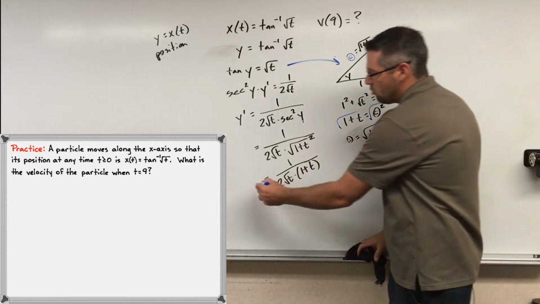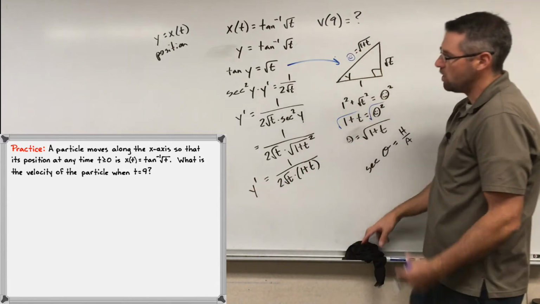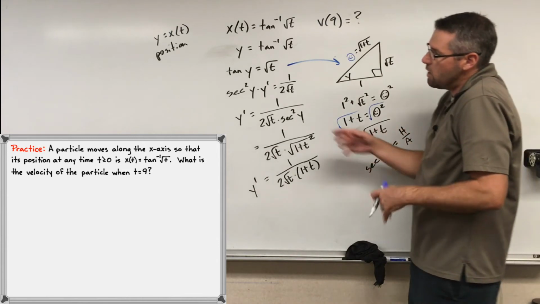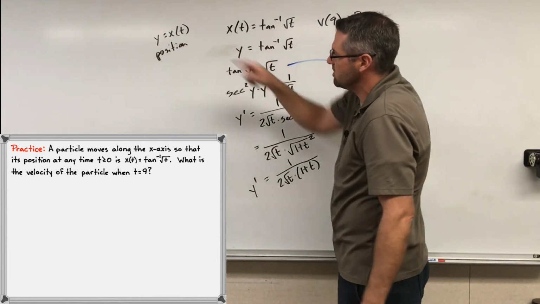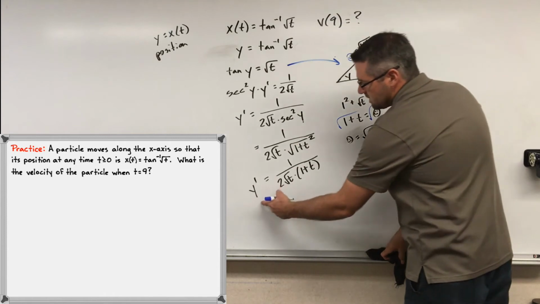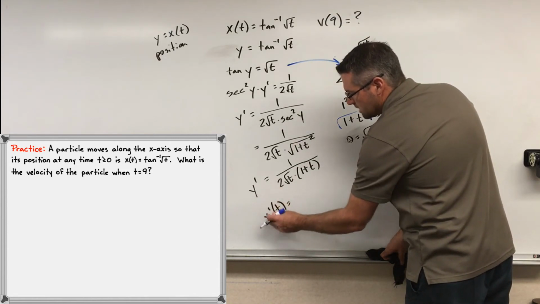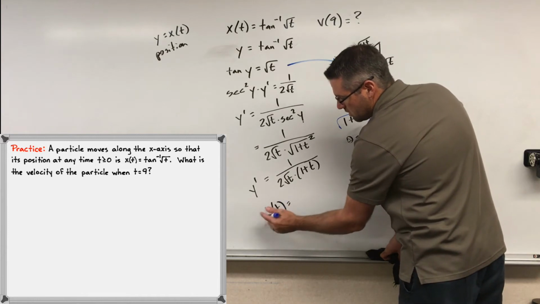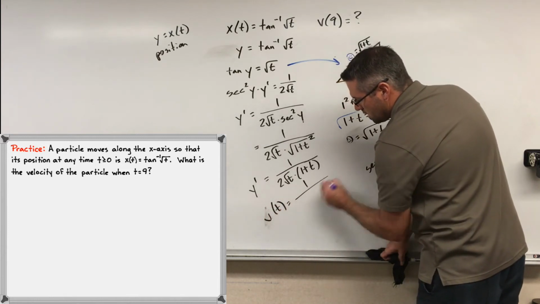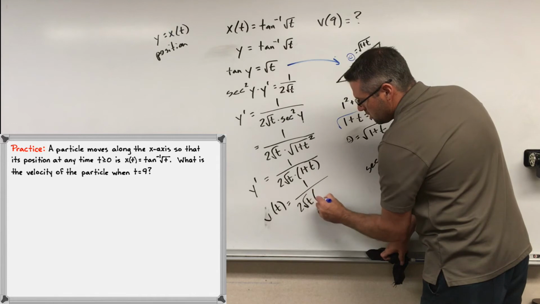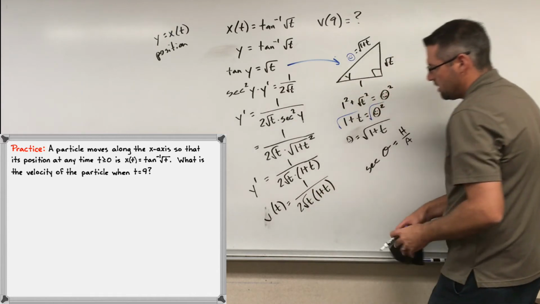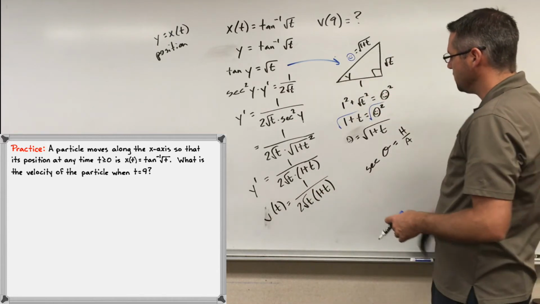So here we have y prime. Now remember, what was y prime? Well, what was y? Y was x of t. Y was the position. So I'm going to go back and say, well, y prime is then x prime of t. That is my velocity, and x prime of t is my velocity function. Okay? So 2 rad t there, 1 plus t here, and that is my velocity function.